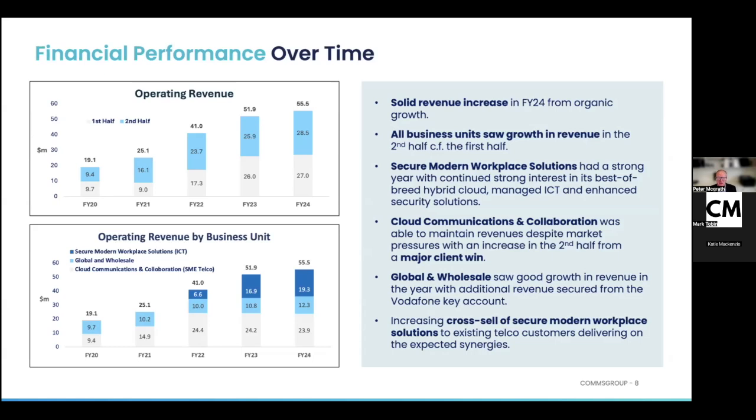Our cloud communications and collaboration business was able to maintain revenue despite market pressures, and with an increase in the second half from a major client win. And our global and wholesale area saw growth in the year with an additional revenue secured from a Vodafone key account. One of the key focuses within our business as well is to increase the cross-sell of secure modern workplace solutions to existing telco customers, and that's one of our key synergies we see going forward.